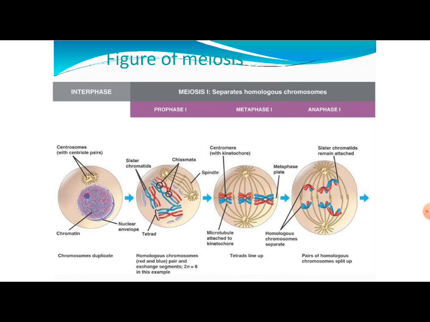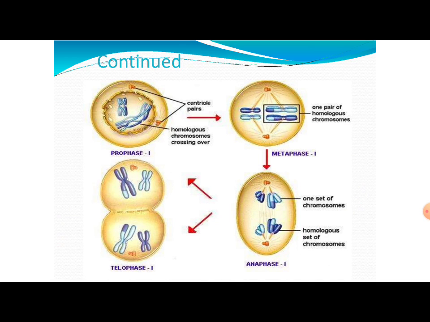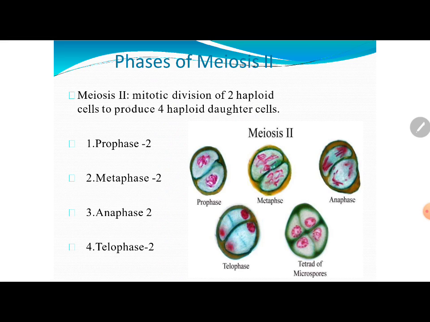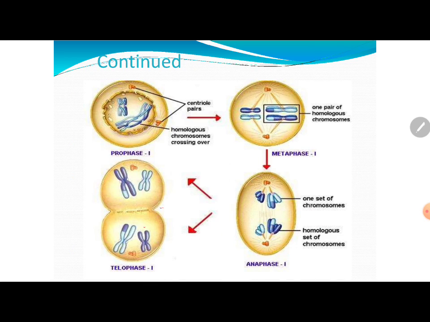This is how the whole of meiosis is described here. The prophase 1, the metaphase 1, the anaphase, how it is forming 2. Then within the telophase, you can see 2 chromosomes, 2 nuclei are formed within the same cell. Now, meiosis 2 is a mitotic division of 2 haploid cells to produce 4 haploid cells. At this stage, after this, cytokinesis does not take place.